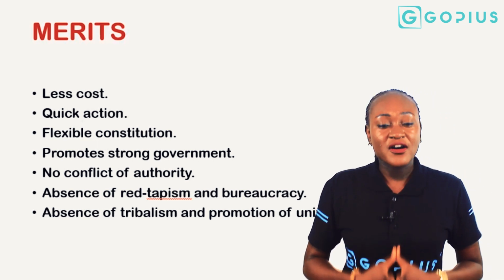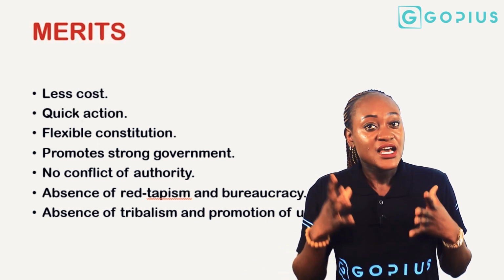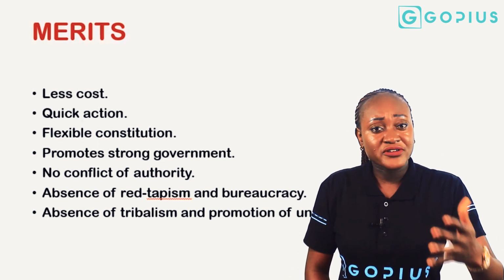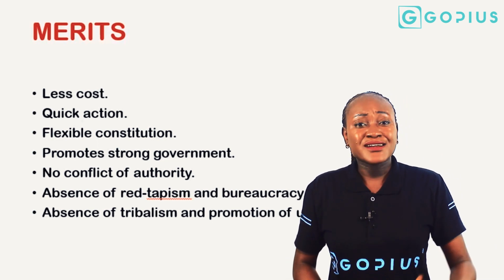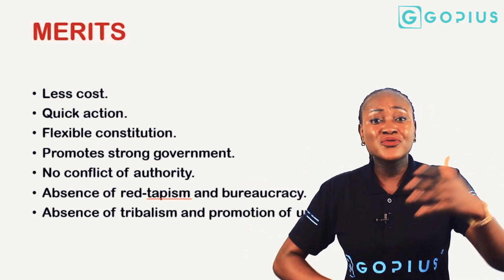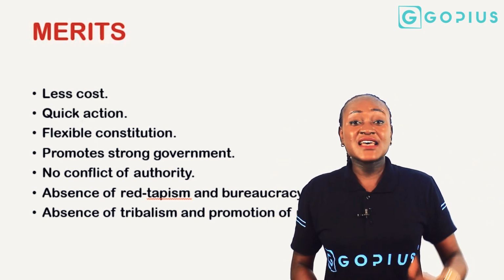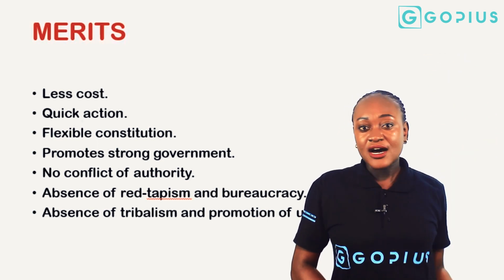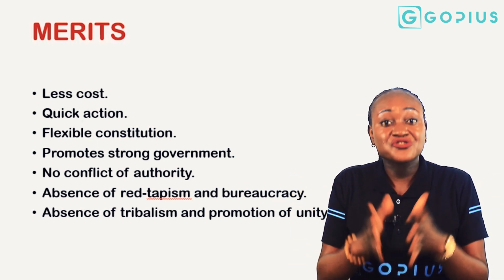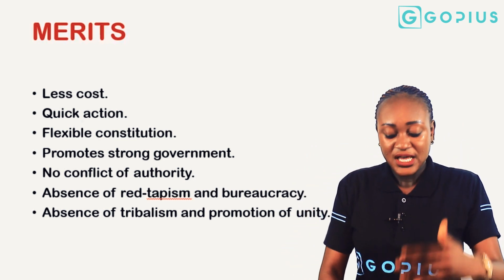So this system of governance promotes a strong government, with no challenge from the subordinate units. There are no conflicts of authority, no red tapeism or bureaucracy. What is red tapeism? You find that there are so many processes to follow to do some things in government parastatals. All those things are not necessary. And so where you operate a unitary form of government, everything comes from the center downward. So there is no space for bureaucracy. It also doesn't accommodate tribalism, and where there are no traces of tribalism, it would therefore promote unity.